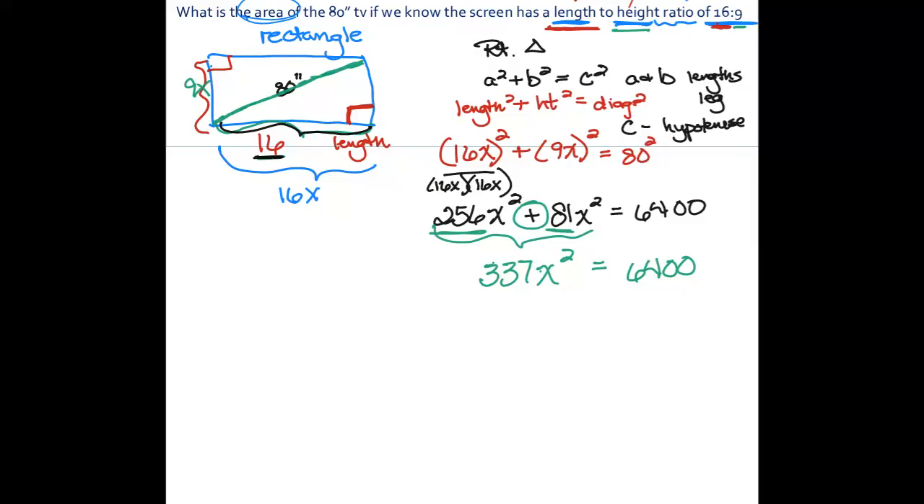Divide by what? You've got 337 times x squared equals 6,400. What am I dividing by? Not yet. Yeah, you got to get rid of this in the front, right? And it's being multiplied. You want to do the opposite, so you divide.